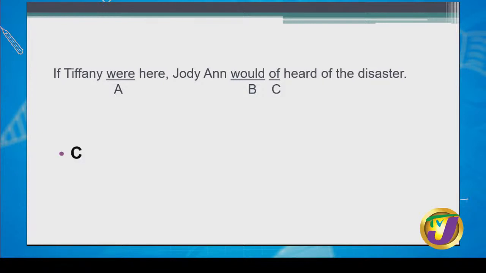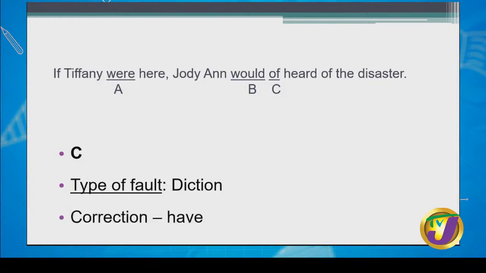You should not use that word there. So we have a diction error because the word off is not being used appropriately. So how would you correct this now? Jody Ann would what? Would have. So if Tiffany were here, Jody Ann would have heard of the disaster. Very good. All right, let's move on to the next one.